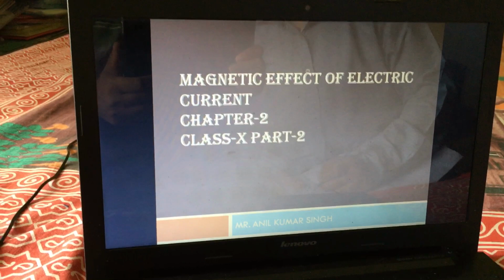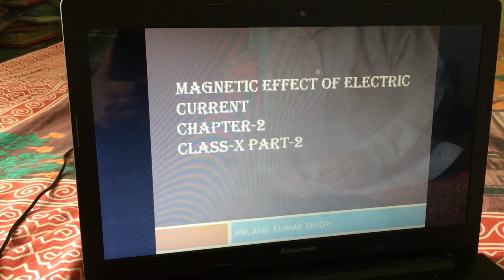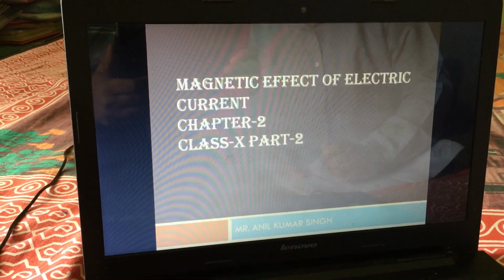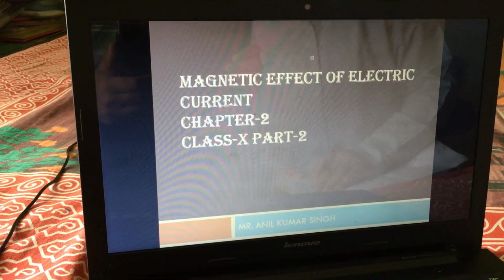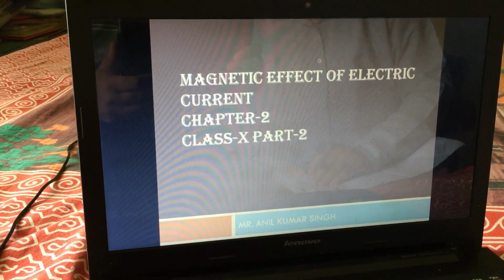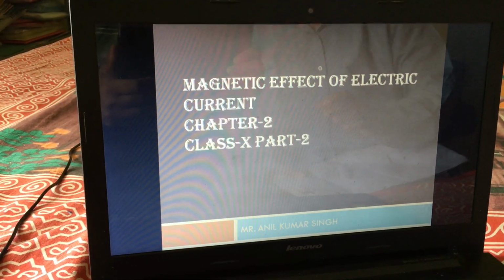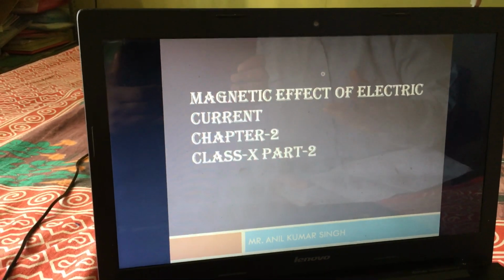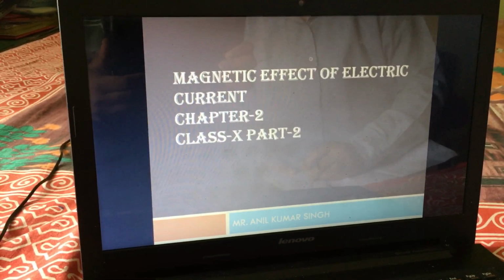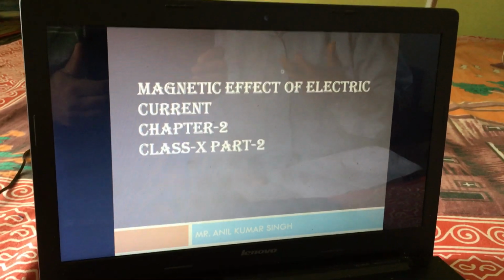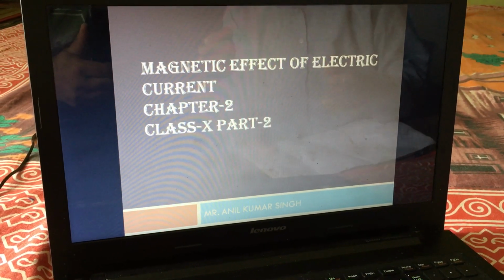In the first part, I have discussed what the magnetic effect is. A current carrying wire behaves like a magnet, and it was discovered by H.C. Oersted. It is also known as an electromagnet, that I told you. Then you have learned the properties of magnets. Then we have also learned the magnetic field. Then we have learned magnetic field lines.